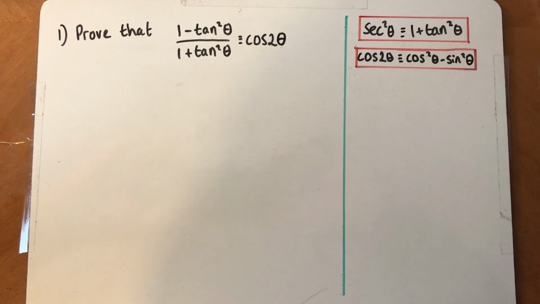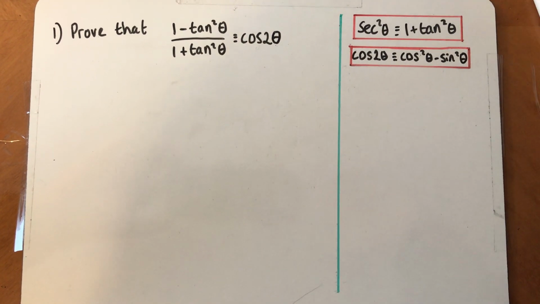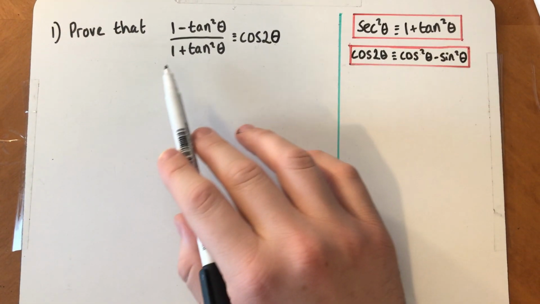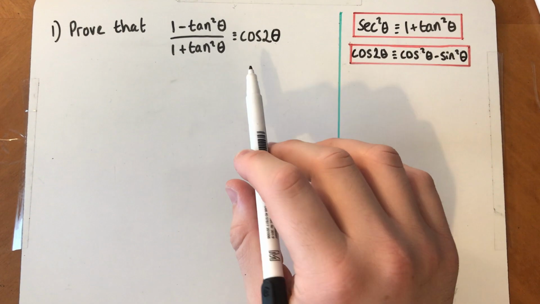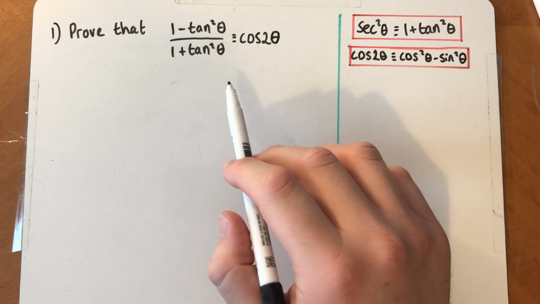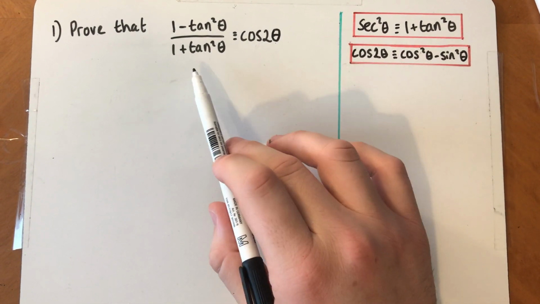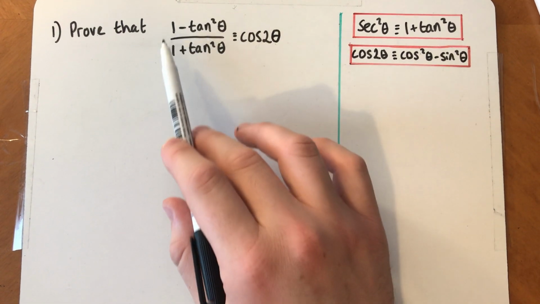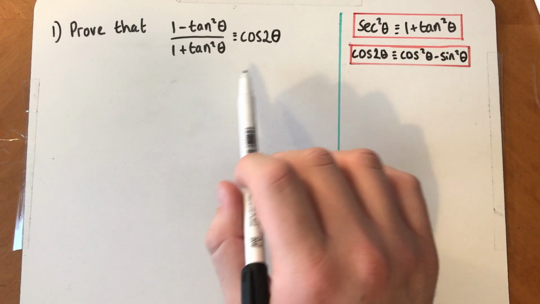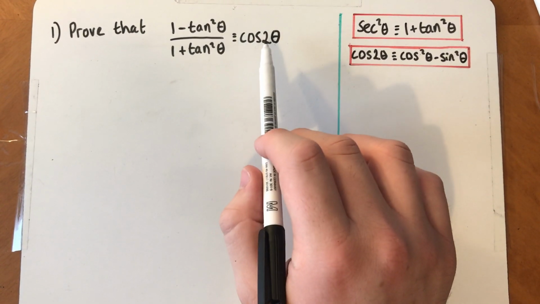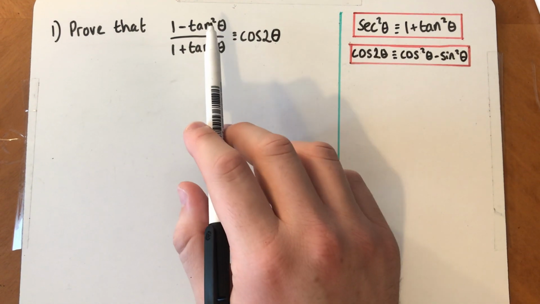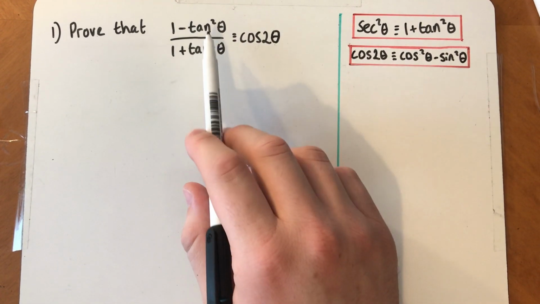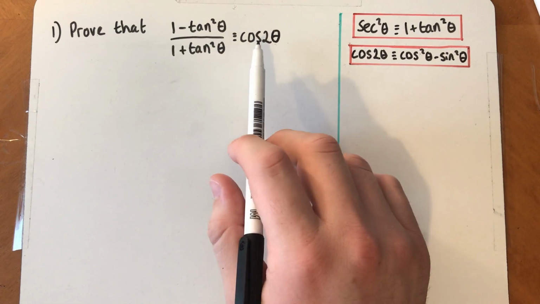Hi. So for the first question in this exam paper, we've been asked to prove the following identity. It doesn't really matter what side we start on, but it is best to start on the side which is a little bit more complicated so that we can reduce this down into the side that is a little bit more simple. So we're going to start from the left hand side and reduce this down to the right hand side.